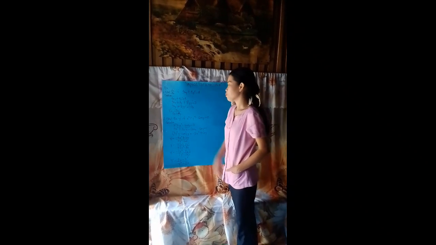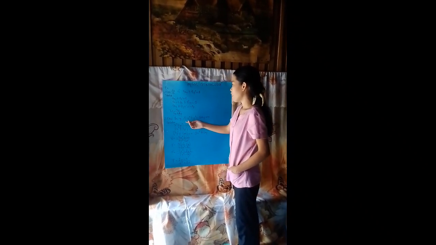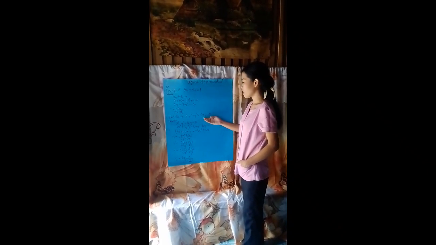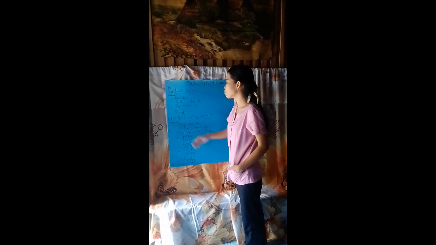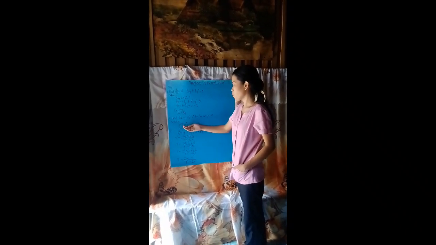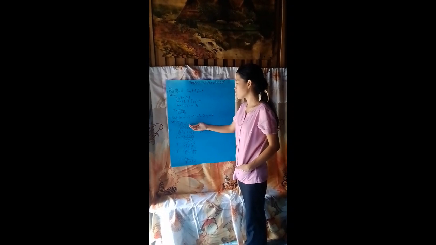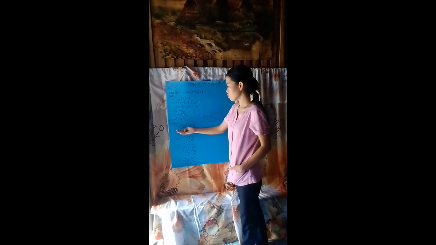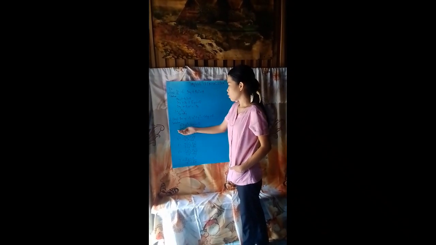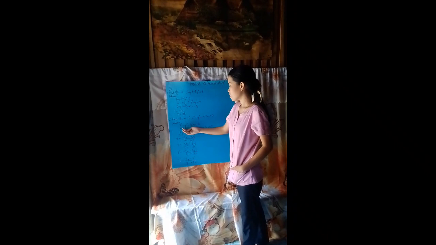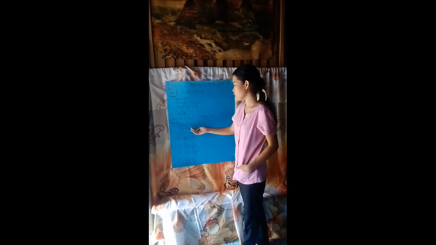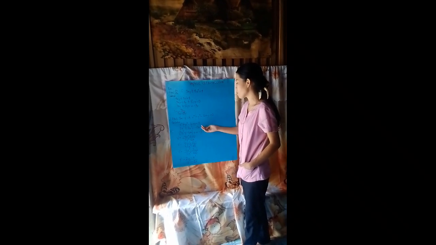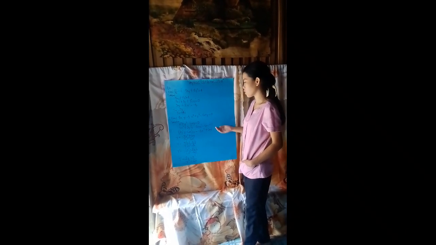Example number 2. Find the y prime if x cubed plus y cubed minus 6xy is equal to 0. So solution, x cubed plus y cubed minus 6xy is equal to 0. So 3x squared plus 3y squared y prime minus 6xy prime minus 6y is equal to 0.